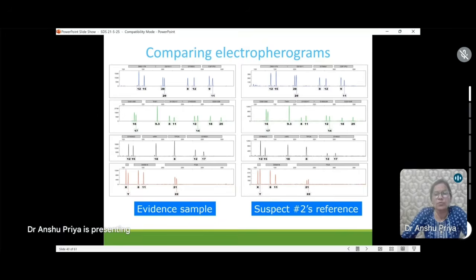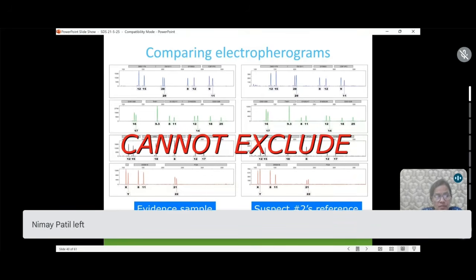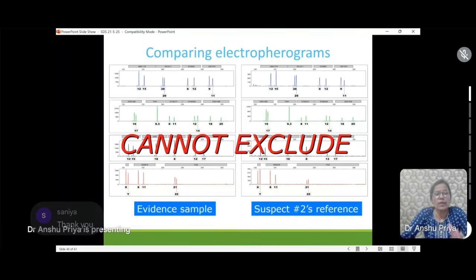Then we try to match with the other suspect. We extract the DNA profile from suspect 2 and try to match it. At each locus, the DNA profile of the evidence sample is the same as the DNA profile of the reference sample, so we can't exclude. It means suspect 2 is matching with the evidence sample and was present at the crime scene.